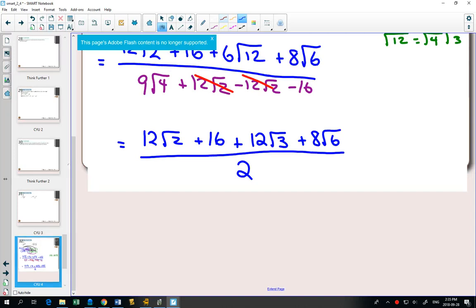So now we have done all the simplifying that we can for radicals. And now we have to look at what else does simplify mean. Simplifying in fractions means if you can divide this by 2, you should divide it by 2. Do each of these divide by 2? They do. So our final answer will be 6 root 2 plus 8 plus 6 root 3 plus 4 root 6.